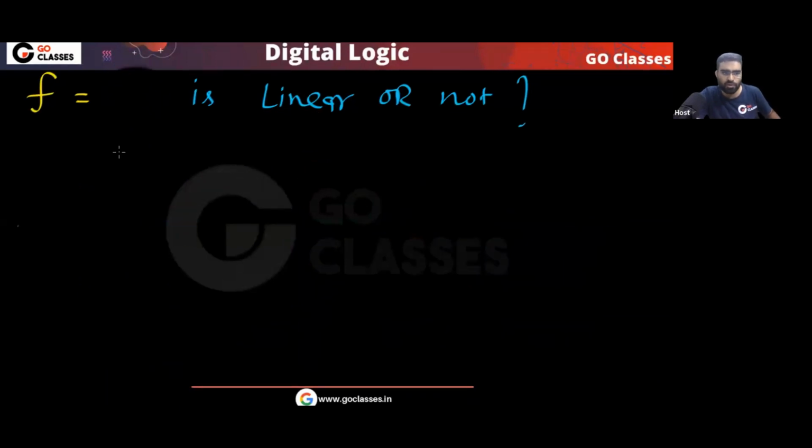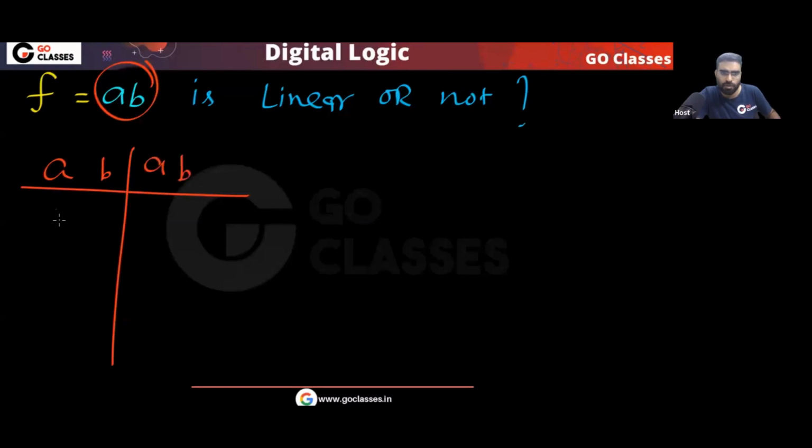What about f equal to a and b? Just create the truth table and check. The inputs are 0 0, 0 1, 1 0, 1 1. What about this one? Please tell me. F equal to a and b. This is your truth table.